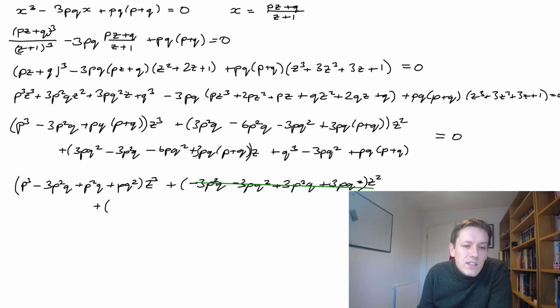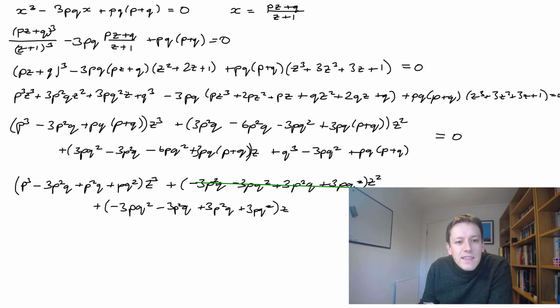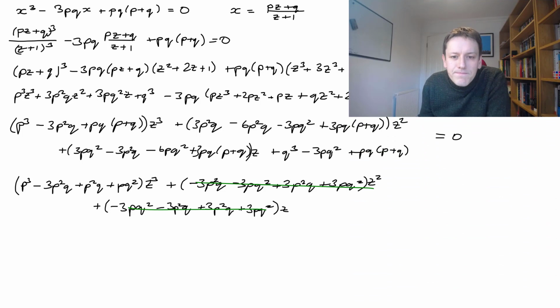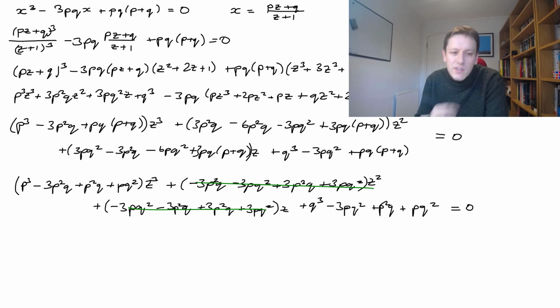And similarly for the z term, I've got minus 3pq squared, just combining these two terms together, minus 3p squared q plus 3p squared q plus 3pq squared times z. So again, that term is going to be equal to 0. And then multiplying out the constant term here, plus q cubed minus 3pq squared plus p squared q plus pq squared equals 0.